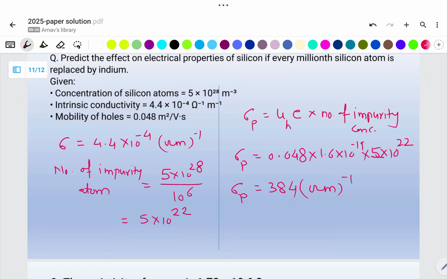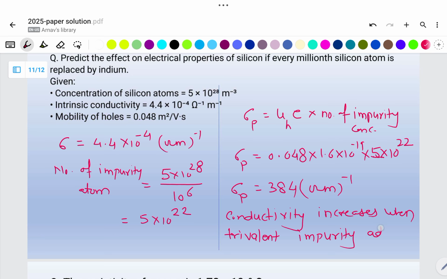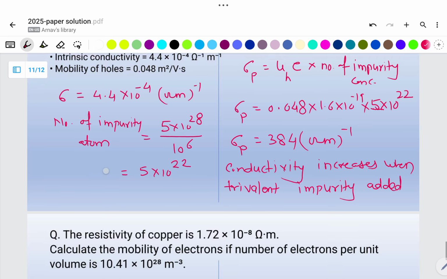So we can comment that conductivity increases. Therefore, conductivity increases when trivalent impurity is added.